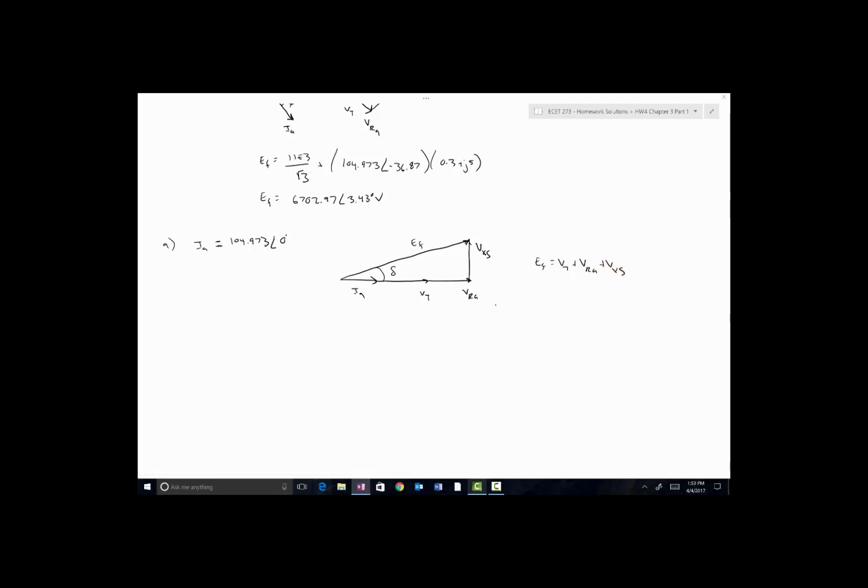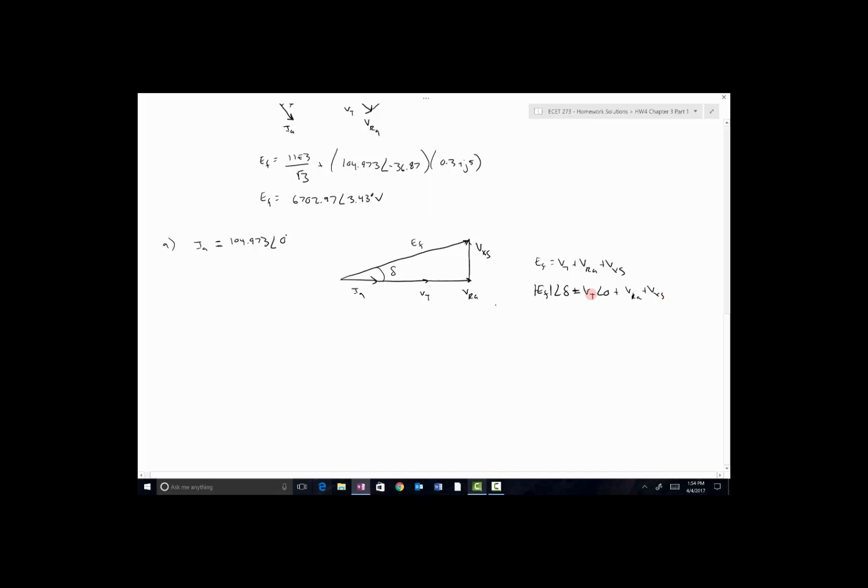That formula is still true, but the problem is we now have two unknowns. When the load power factor angle changes, the magnitude of VT is going to change, so the length of this vector changes, and delta also changes. So if I were to write this all the way out, it's magnitude of EF at angle delta is equal to VT at angle 0 plus VRA plus VXS.